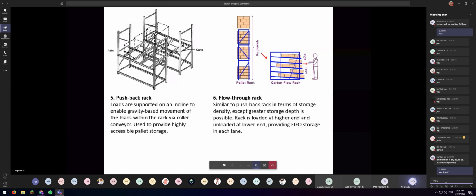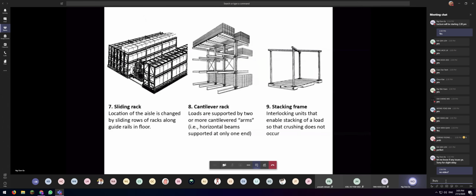Okay, pushback rack is where you place your load on an incline, which allows gravity-based movement. So when you place the next load, it will just slide into position, waiting at the end, and all the removal is done from the same place. Similarly, you have the concept of a flow-through rack. You load it at the higher end, so you need some vertical translation. Place the unit load in, and the unit loads will slide down. And as you remove one, another will slide into its place using gravity.